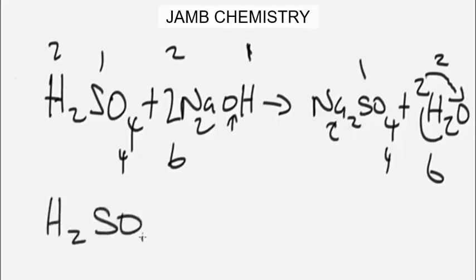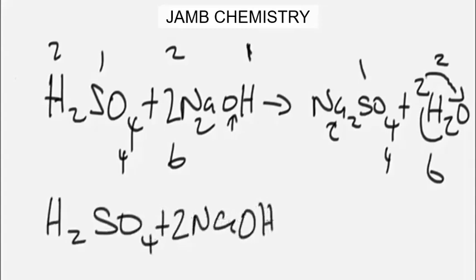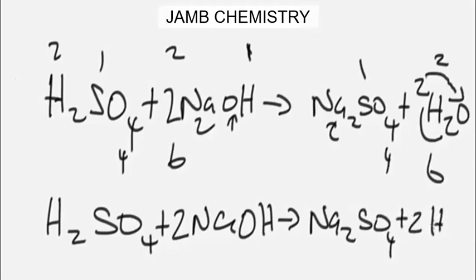H2SO4 plus 2NaOH. Okay, we have to give sodium sulfate, right, sodium sulfate plus 2H2O. Okay, so this will be the balanced equation.